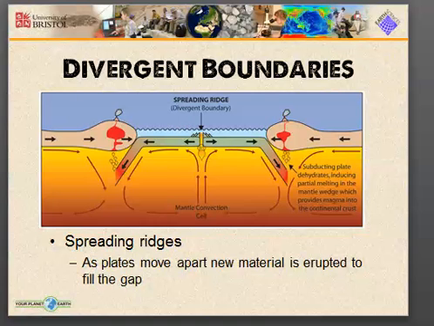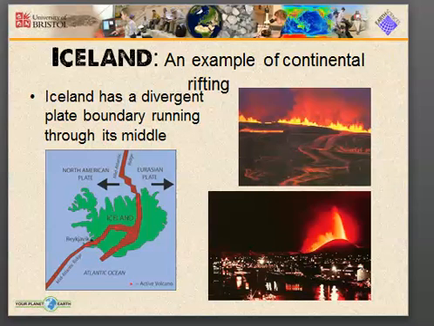When you have a divergent boundary between two continental crusts, very much the same thing is going to happen. You've got these two plates moving away from one another, but now instead of oceanic crust, you have two pieces of continental crust moving away from one another. Still, that new material is coming up through the middle.